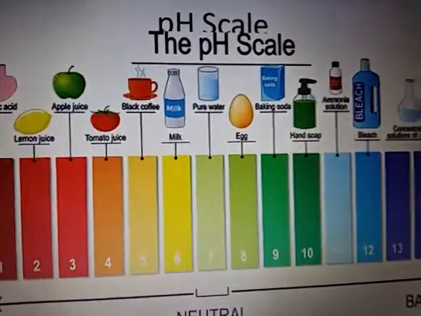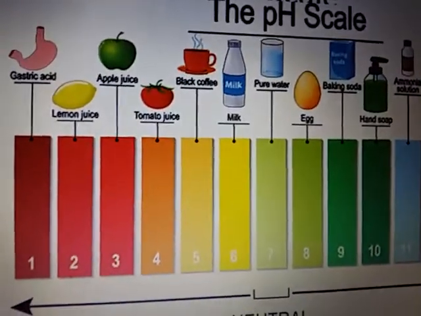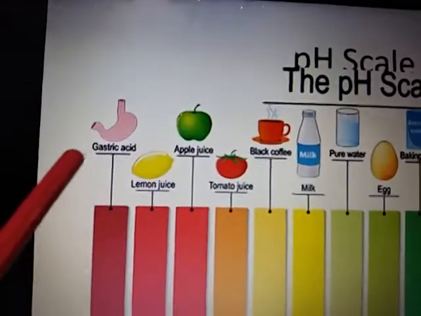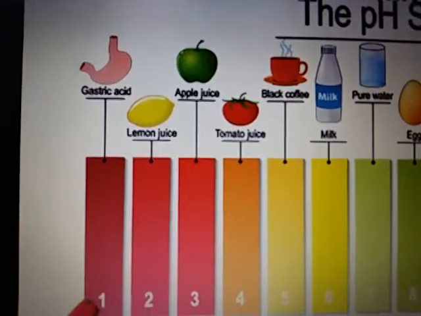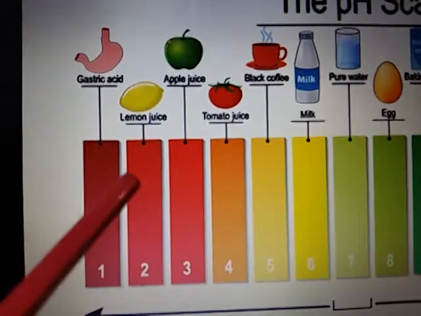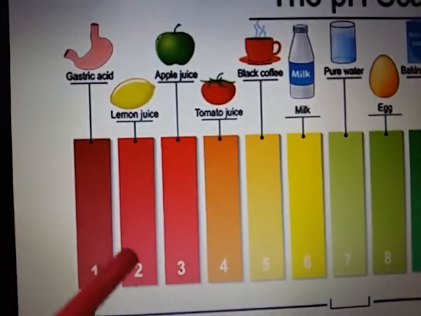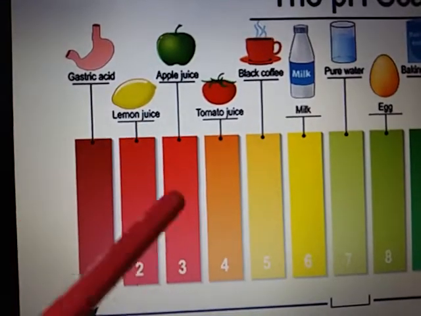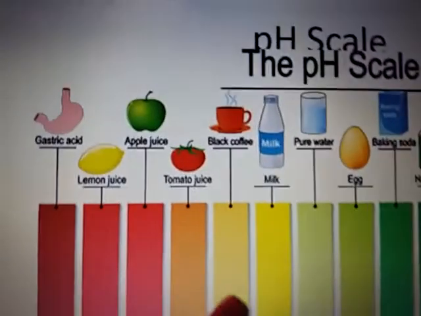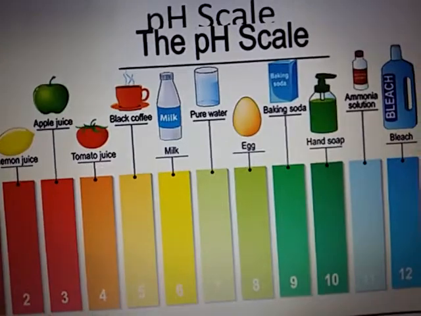Now in this you can see the pH of different types of solutions. The pH of the acid which is present in the stomach is about 1. Okay, HCl which is present in the stomach, gastric acid, is 1.2 actually, and lemon juice about 2, apple juice about 3, tomato juice 4. In this way we can observe the pH of different substances, right?